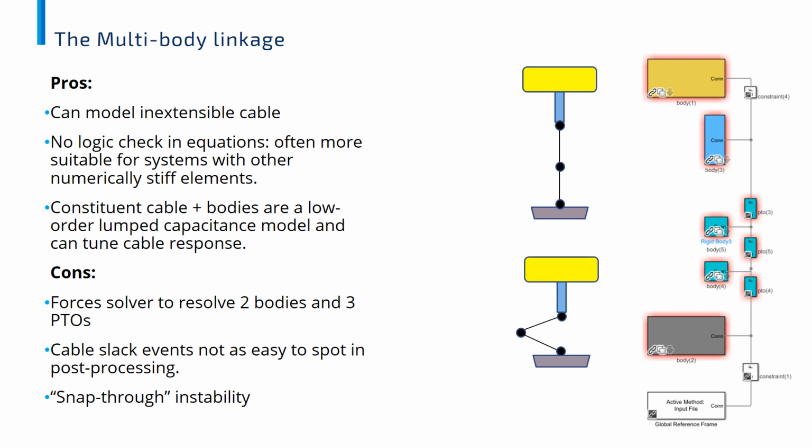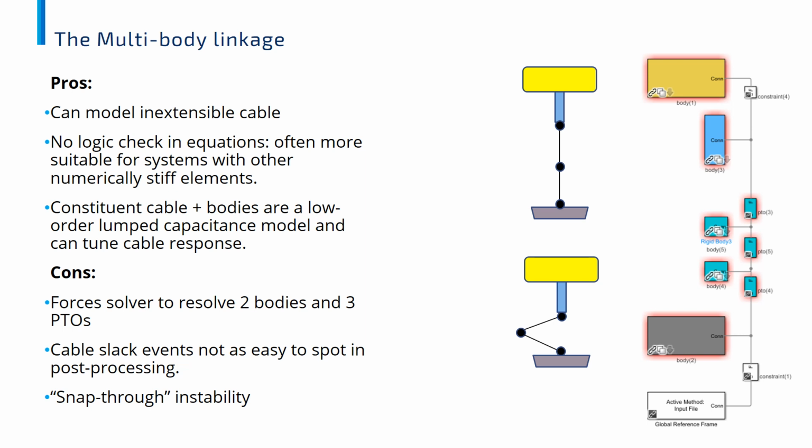Here we're looking at the pros and cons of this modeling method. First among the pros is we can model an inextensible cable in this way. We don't have to intersperse a translational type PTO element within this assemblage of PTOs and bodies if we don't want to. And if we choose not to do so, the cable will act perfectly inextensively. This contrasts with the cable block implementation because in the cable block, you must explicitly define a cable stiffness and damping. Secondly, as we mentioned, there's no explicit logic check in these equations, which can make it more suitable for solutions that have a lot of other numerically stiff elements within them.